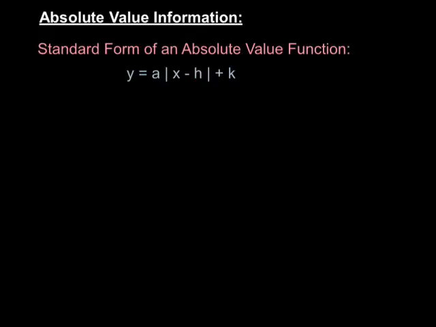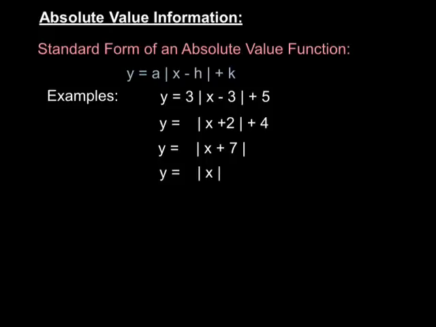I'm going to give you some examples of equations that are in the standard form of an absolute value function. I put here some examples where y equals 3, so our a is 3, and then our h is negative 3, and our k is positive 5. So you can see they're all in standard form. If you don't see a number in front of the absolute value, that means it's a 1, even though it's not showing a 1. There is a 1 here.